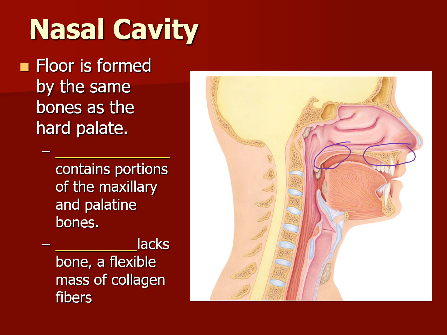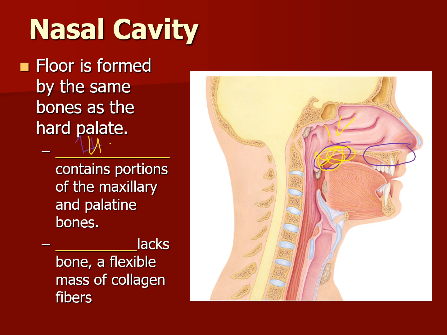The hard palate, which is the first thing here, switch to yellow. So the first line there should say hard palate. The hard palate contains portions of the maxillary bone and the palatine bones. Right? So that's going to be the hard palate to start off with. And then towards the back, we'll get to the soft palate.